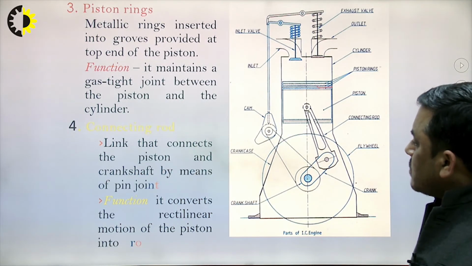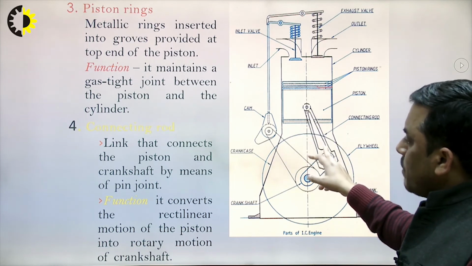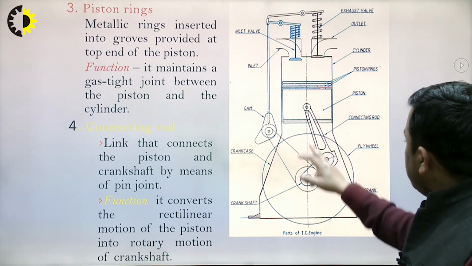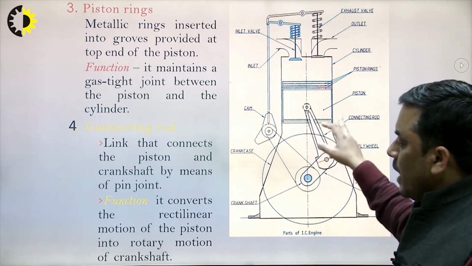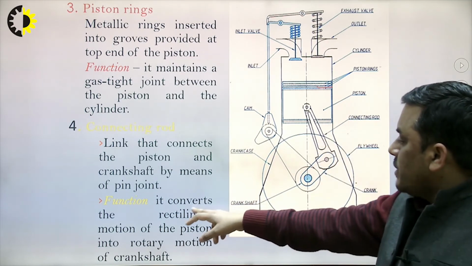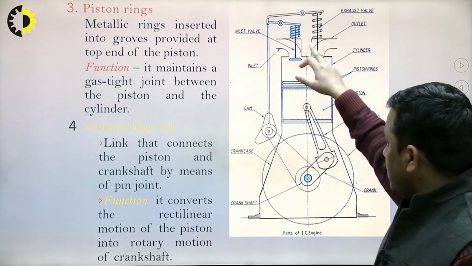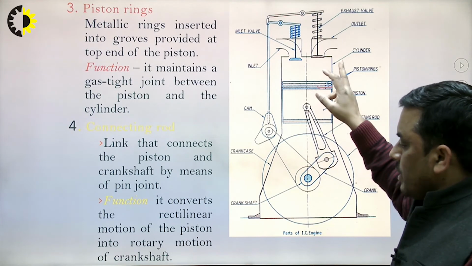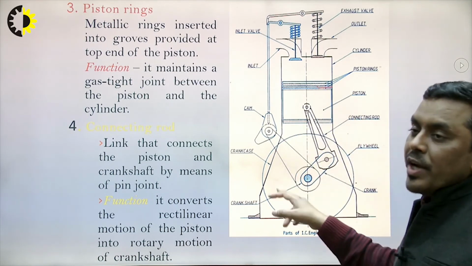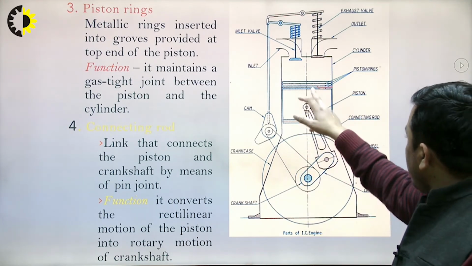Connecting rod: the link that connects the piston and crankshaft. It connects the crankshaft and piston. It converts the rectilinear motion, obviously the reciprocating motion of the piston, into the rotary motion of the crankshaft. So this is what the connecting rod does.